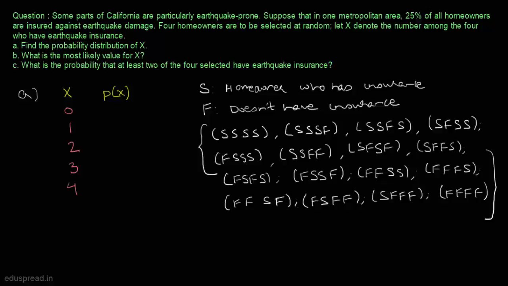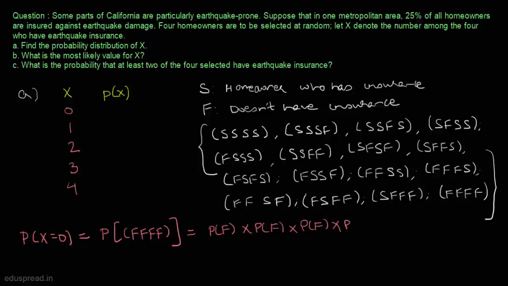So let's first find the probability that X is equal to 0. As X denotes the number among the 4 who have earthquake insurance, the value of X will be equal to 0 when the outcome is FFFF. So that means the corresponding outcome is FFFF. And we know that these are independent because our sample is random. So that means we can write it is equal to probability of F multiplied by probability of F multiplied by probability of F and multiplied by the probability of F.